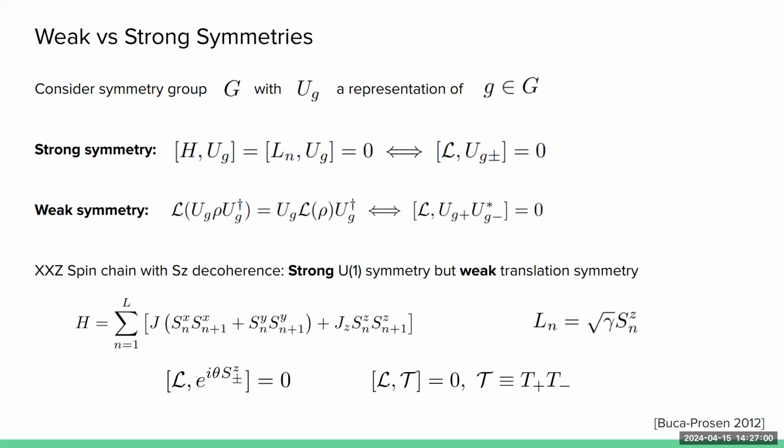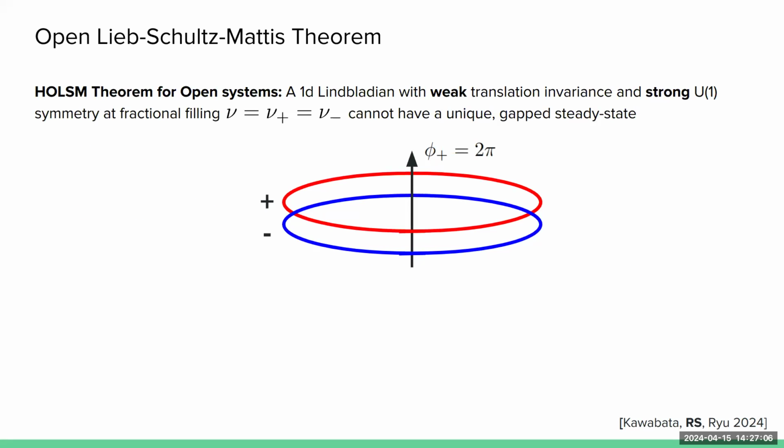So the question is whether we can still extend this LSM theorem to this setting. And our claim is that we can. The argument follows essentially the same logic as Oshikawa's argument via flux threading. The statement explicitly is that a 1D Lindbladian with weak translation invariance and strong U1 symmetry at fractional filling sectors for the broad cat spaces cannot have a unique gapped steady state.